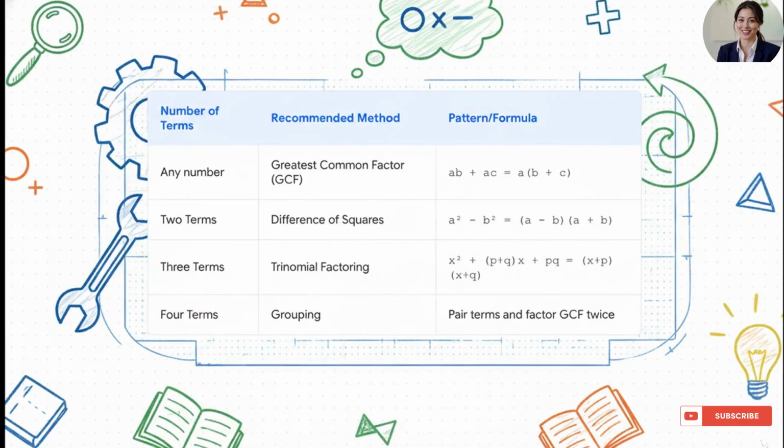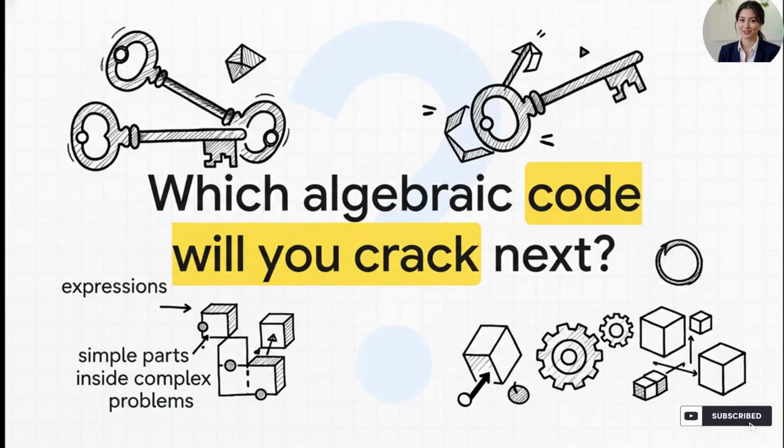To help you remember all this, here's a super handy cheat sheet. It basically summarizes which method you should try based on how many terms you're looking at. From the all-purpose GCF to those special patterns and strategies, this is your entire factoring toolkit, all on one slide. So you see, factoring isn't just a boring set of rules to memorize. It's a way of thinking, a way of seeing the simple parts hidden inside complex problems.